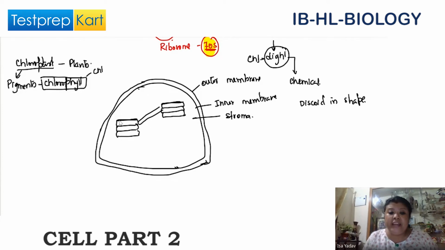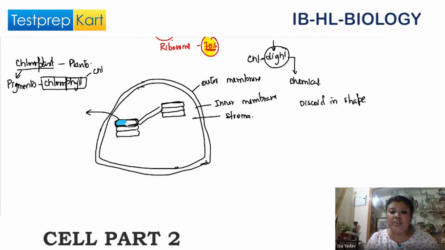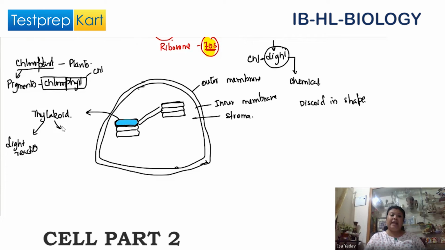So let's see. In each of these coin-like structures, can you see this grain? Each of these structures is called a thylakoid. And it is in the thylakoid that the light reaction of photosynthesis and ATP formation takes place.